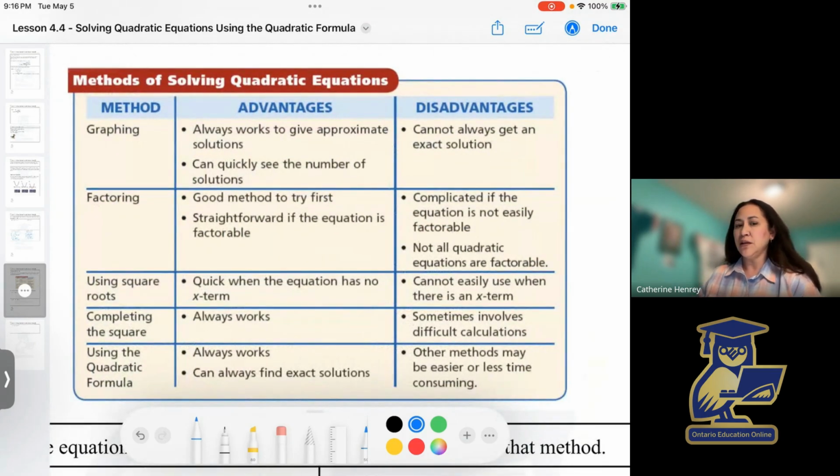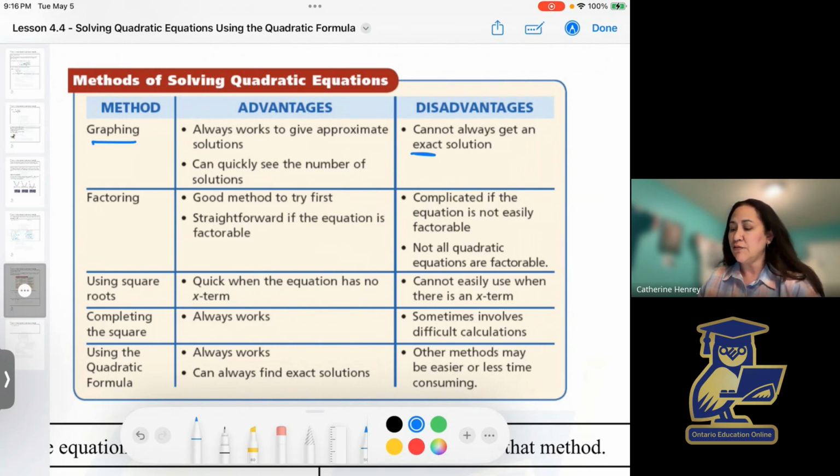So we've taken a look at graphing, and some of the advantages is that it always works to give approximate solutions. And if we don't have something like Desmos, we have to do it by hand. It's not going to be quick. But if we have a graphing tool, we can see quickly the number of solutions. But it is not always exact, as we've seen. It's very difficult sometimes to zoom in on those points of intersection on the x-axis.